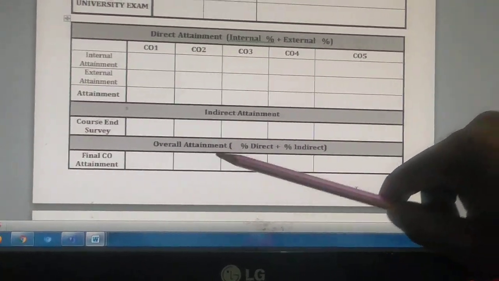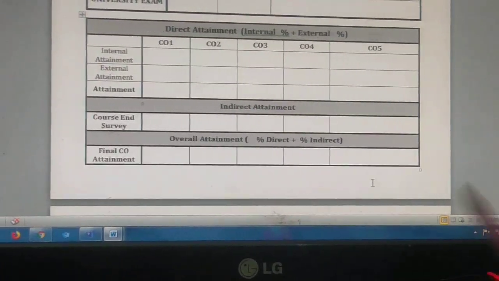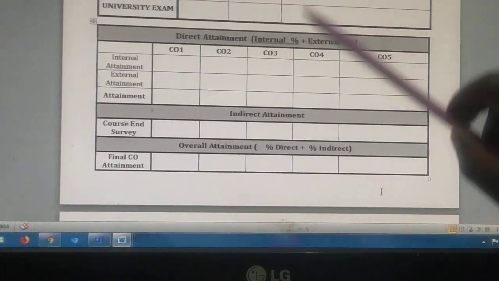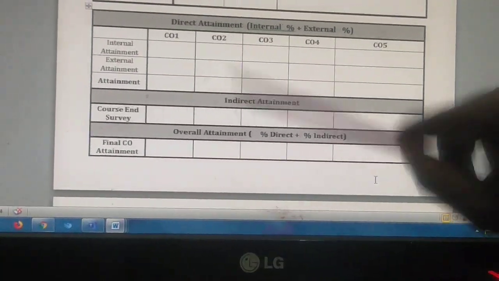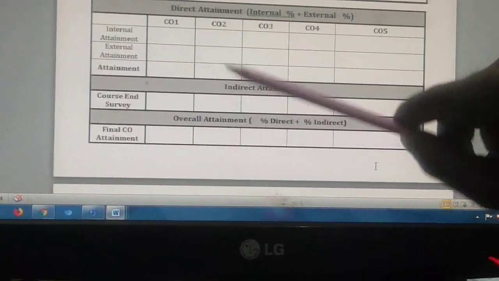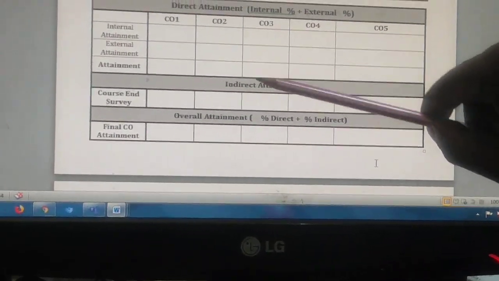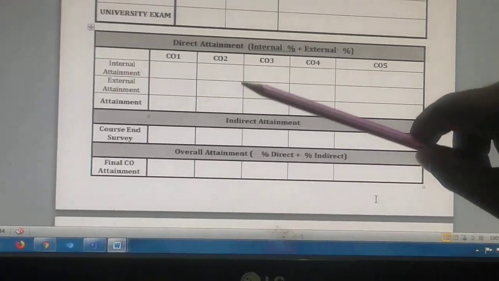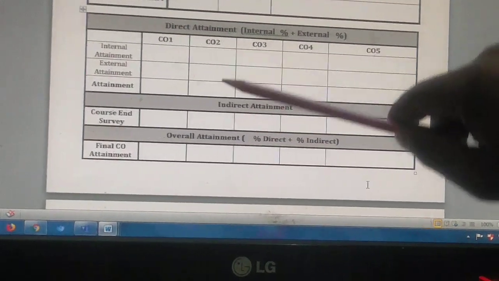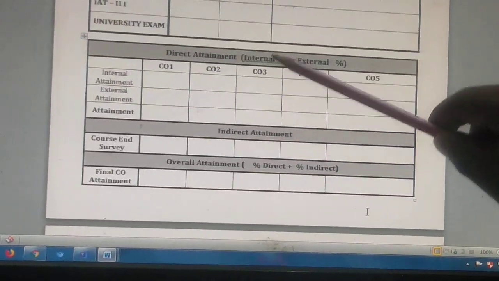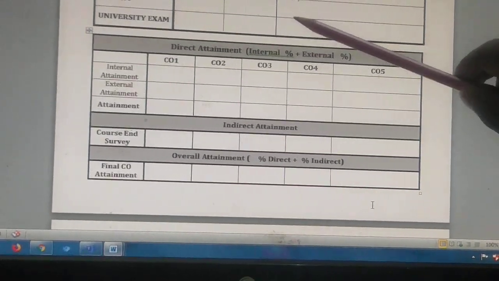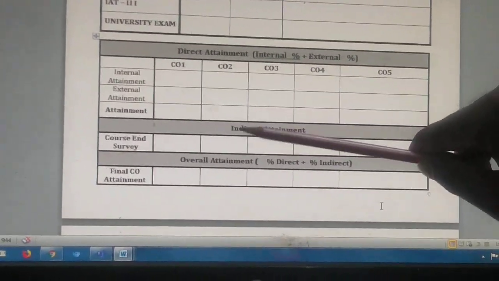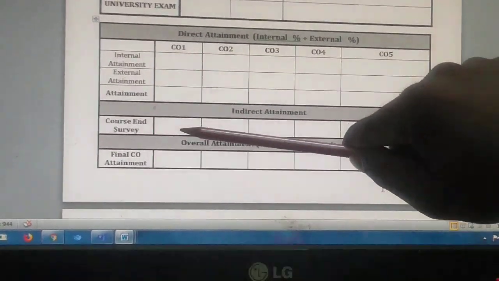So overall attainment is equal to direct attainment plus indirect attainment. Each CO should also be attained indirectly through a questionnaire. We have sent the questionnaire, in the name of the course exit survey, to all the students in a class. Each student has to assess each CO, and the mean of the students' ratings for each CO in each course is found, and that value is to be entered here.